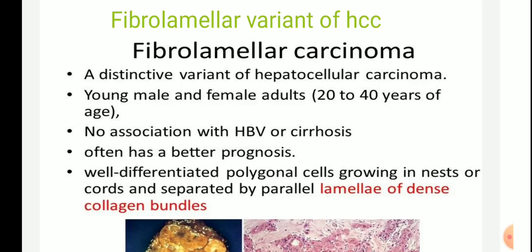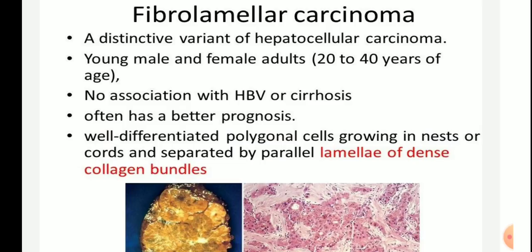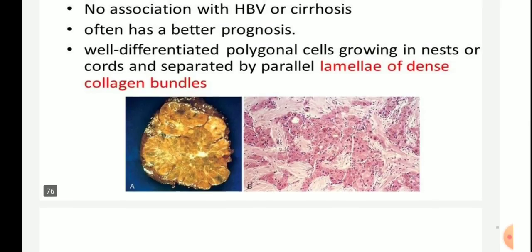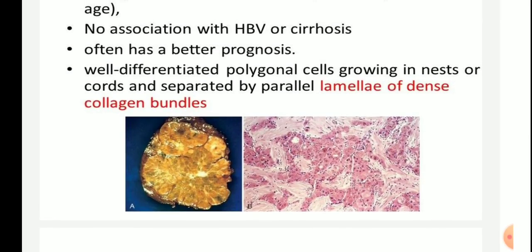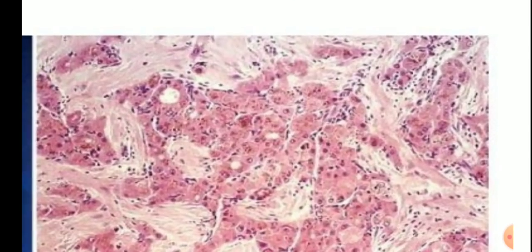The fibrolamellar variant of HCC is a distinctive variant of hepatocellular carcinoma seen in young male and female adults, 20 to 40 years of age, with no association with HBV infection or cirrhosis. It often has a better prognosis. Well differentiated polygonal cells grow in nests or cords, separated by parallel lamellae of dense collagen bundles. That is the hallmark of this variant.